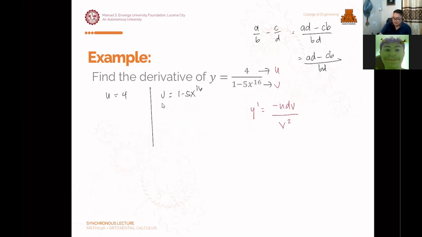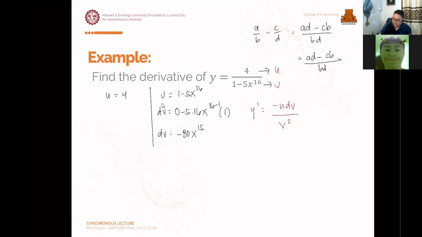Okay? So, kailangan mo na lang ay derivative ng V, no? Meron ka na ng value ng U which is ito, value ng V which is ito. So, kailangan mo na lang ay si dV. Okay? Si dV will be equals to 0 minus 5 times 16 x 16 minus 1 times 1. So, dV natin will be equals to negative 80 x raised to 15.